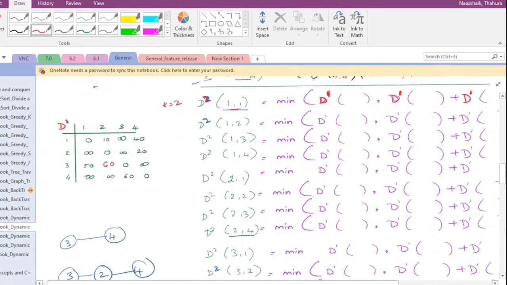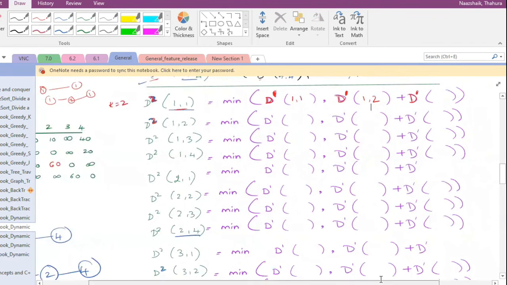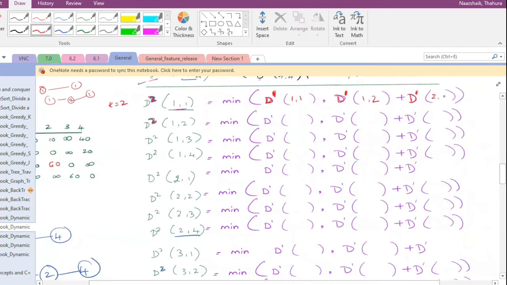It says you can go from 1 to 1, or you can go to some intermediate vertex and then go to 1. In our case, the intermediate vertex is 2. So you can either go directly, or you can go to the intermediate vertex and then go from there. I'll just write it down. 1 to 3 directly, or you can go to the intermediate vertex and from there to 3.